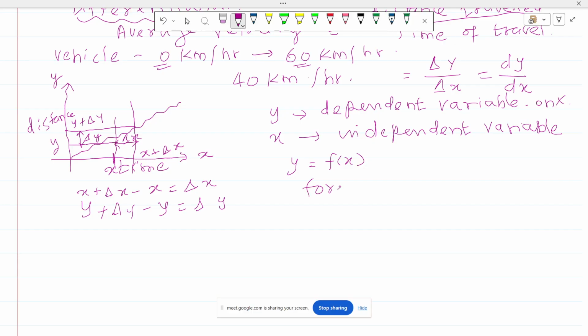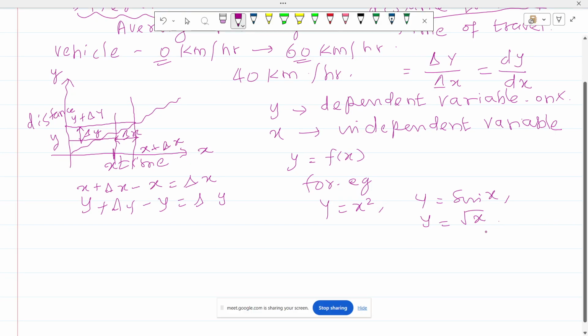For example, y equals x square, y equals sin x, or y equals x power 4, cos x, tan x, or root x, like that. Okay, actually where does this function y equals f of x begin?